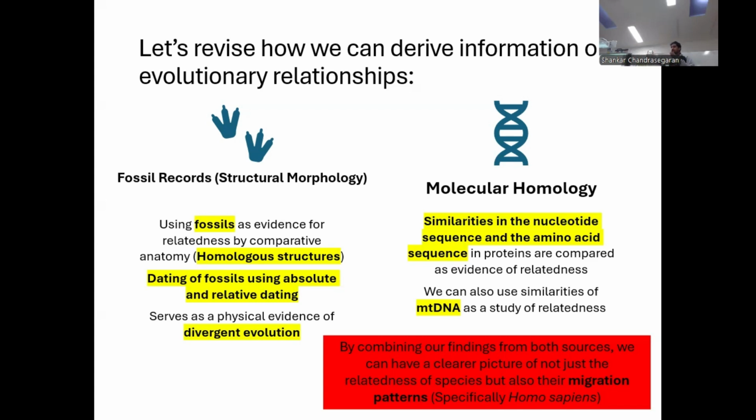For a specific protein, look at the amino acid sequence that's making it up, and see how many amino acids are different between different species. That shows a comparative study of how related they are.